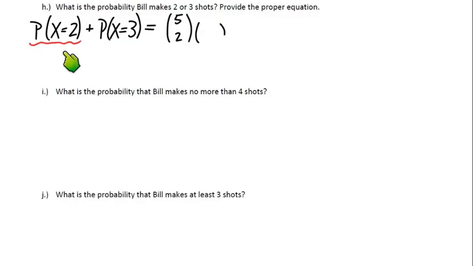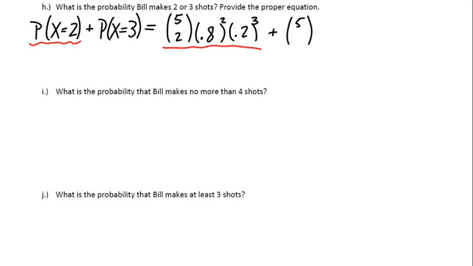So for 2 successes, let's start out with 5 choose 2, because there's 5 total shots. We're going to choose 2 successes, and then 0.8 to the power of 2, right, because we have 2 successes, and then left over would be the other 3 considered as failures, so 0.2 to the 3. So that represents 2 successes.